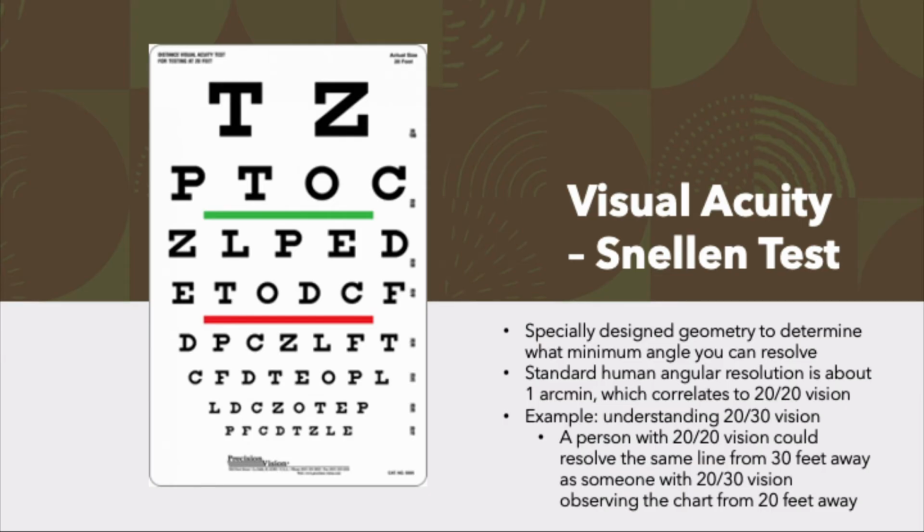Next is the famous Snellen chart. This is a specially designed chart to test the angular resolution that someone has. The standard human can generally resolve about 1 arc minute, which correlates to 20/20 vision.